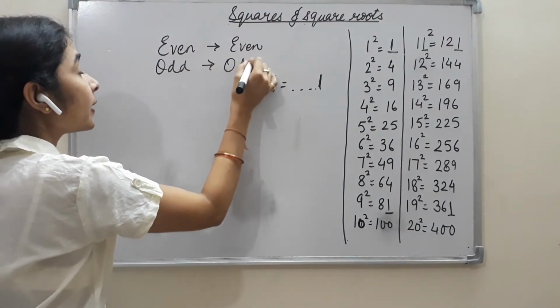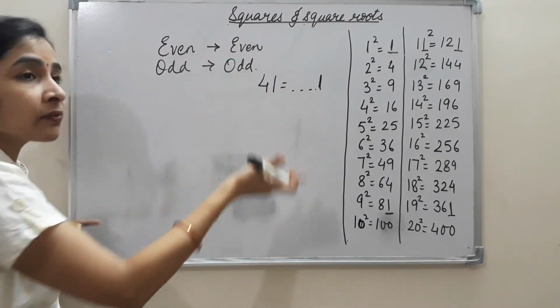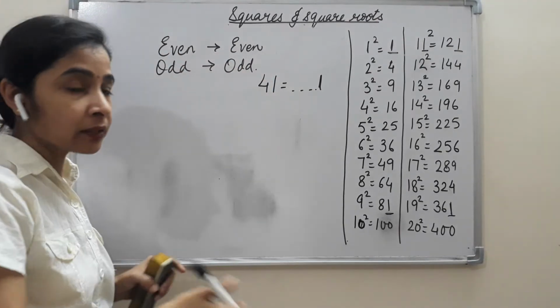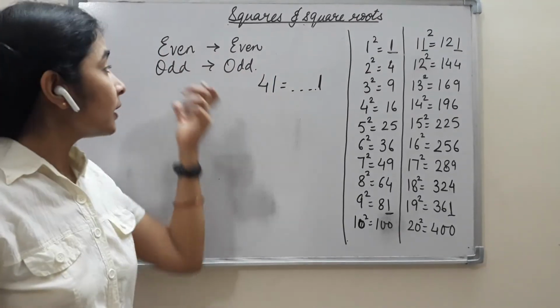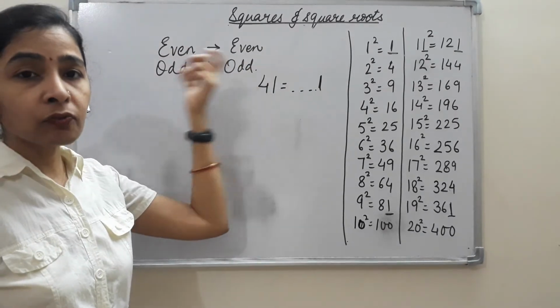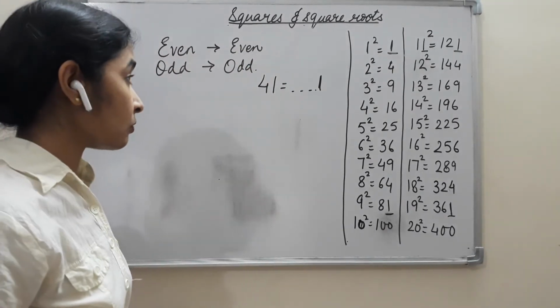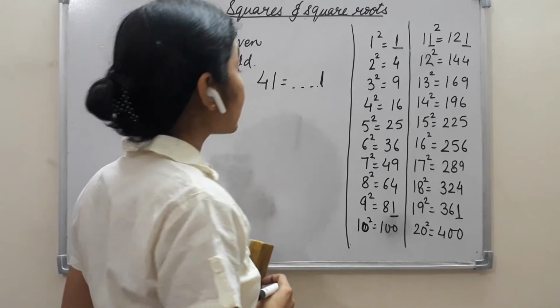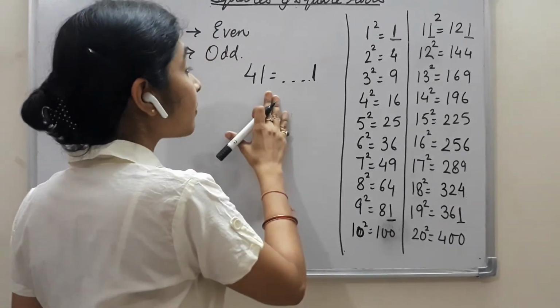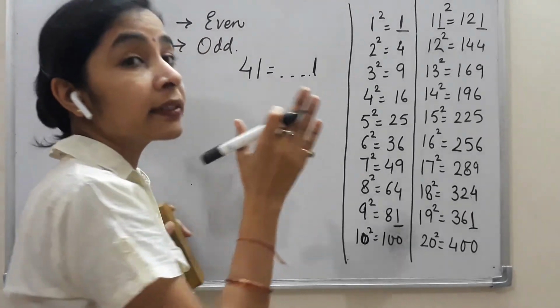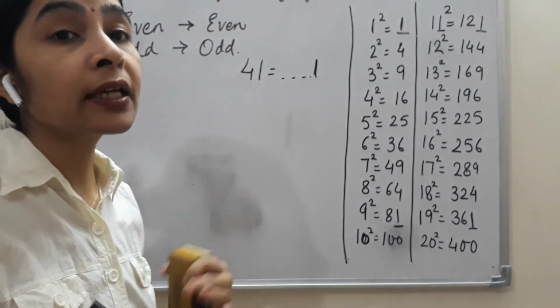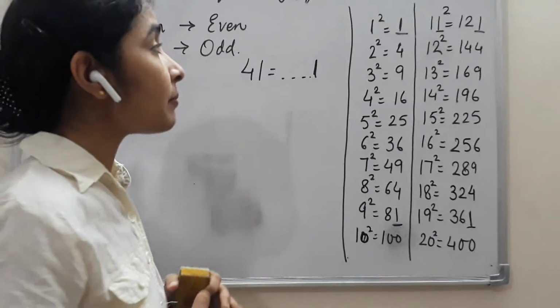It is never like that the square of an even number will be odd and of an odd number will be even. They are always even numbers have even numbers as a square and odd numbers have odd numbers as a square. Now, the next thing we were talking about is what comes at the units place, which we can identify from the number itself.